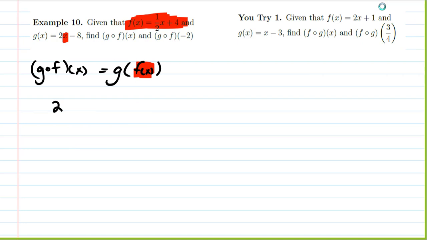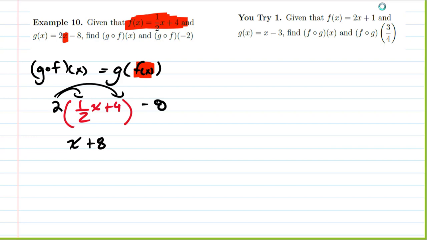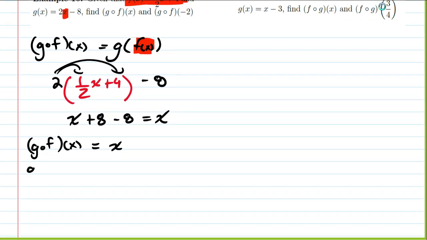2 times our f of x, which is 1/2 x plus 4, take away 8. Distributing our 2 into our parentheses, the 2 and the 1/2 reduce out. 2 times 4 is 8, minus 8, and we get x. So we get g circle f, which is our new function, is equal to x. So then g circle f of negative 2 is equal to negative 2.